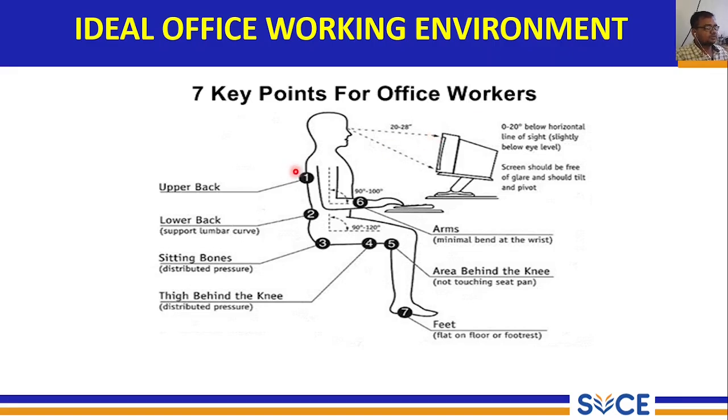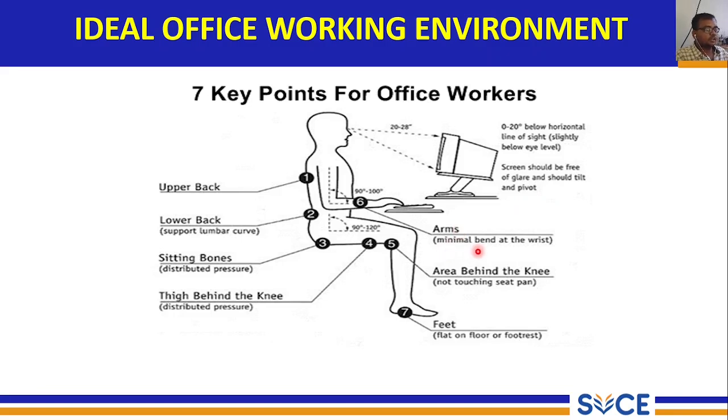So the 7 key points with respect to the human body parts: the system angle has to be either 20 to 28 degrees. If it is exceeding or limiting beyond this particular limit, then obviously the eyes are going to be strained to a greater limit. So you could see that 0 to 20 degrees below horizontal, which is the line of eyesight, is a little bit difficult, and the screen should be free of glare and should not tilt and pivot, which obviously helps in easier viewing of the screen.